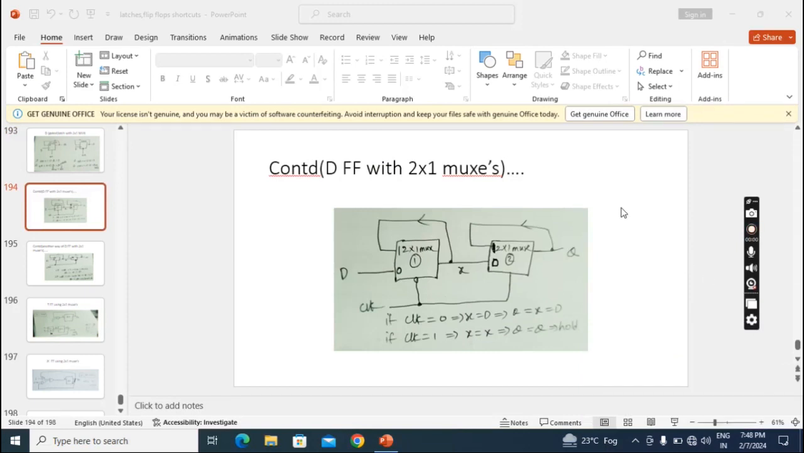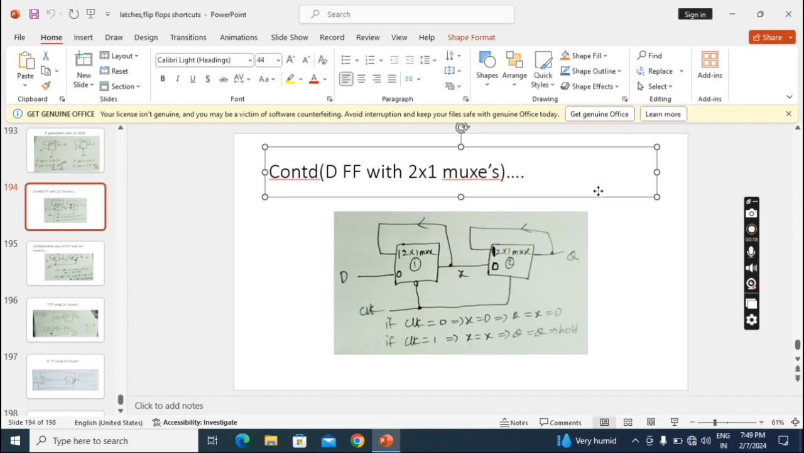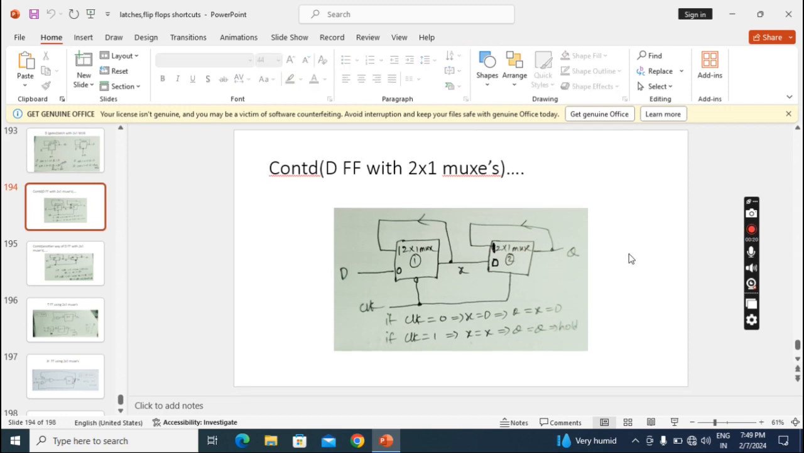Now we'll see how to implement flip-flops with multiplexers. Here I take a D flip-flop and I am implementing it with 2 by 1 multiplexers. To implement latches I just need one 2 by 1 multiplexer, but to implement a flip-flop I need multiple 2 by 1 multiplexers. So here for D I need two 2 by 1 multiplexers.